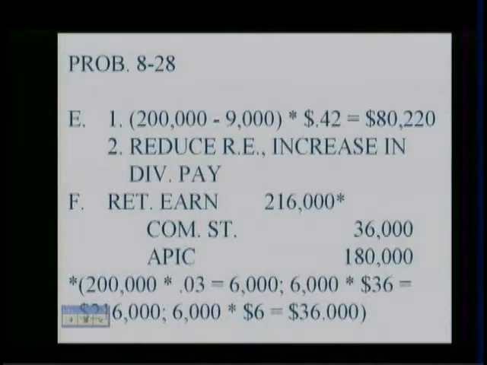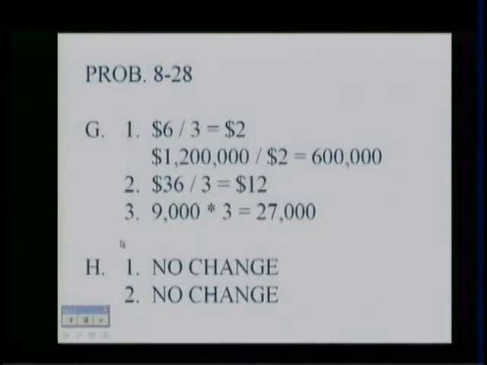In letter G, assume that instead of a stock dividend that was given in F, the Board of Directors decides to do a 3-for-1 stock split when the market price is $36 a share. What is the par value and how many shares of stock will there be after the split? Well, if it's a 3-for-1, you divide your par value by 3. Your par value is 6, so divided by 3, that's 2.